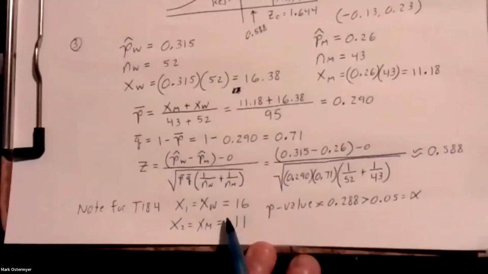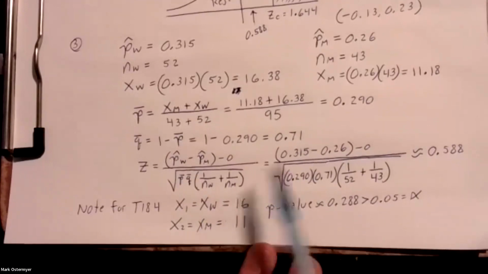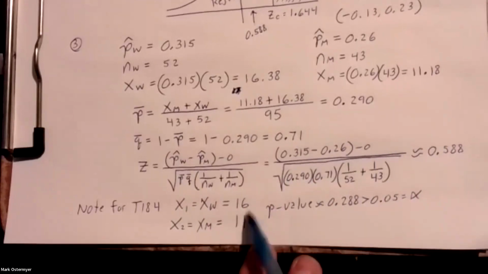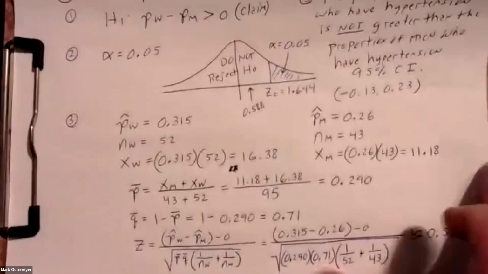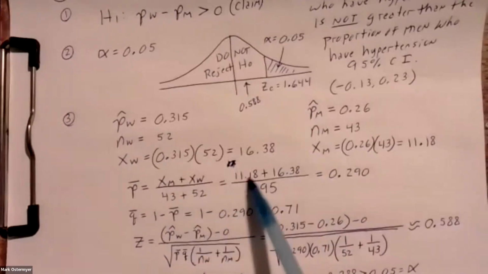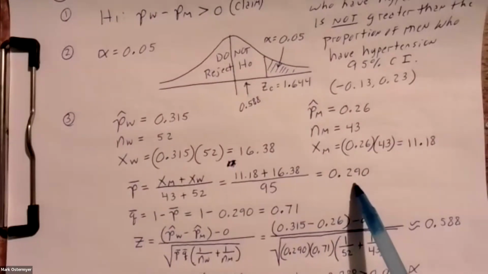So therefore, if you take it to the calculator, you need to call x sub w or x sub 1 16, and x sub 2, x sub men about 11. Okay, so you got to round these off to integers, otherwise the test will not work on your calculator. It'll give you a domain error. So these values cannot be decimals, they have to be integers. All right, anyways, computing p-bar and q-bar by using our sample information, I get for p-bar about 0.290.